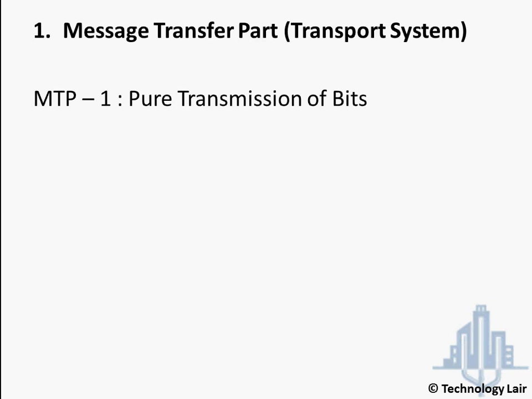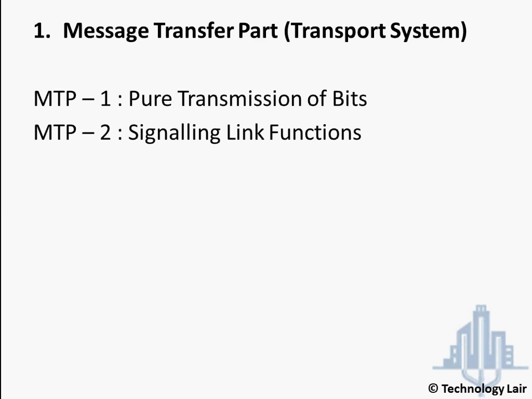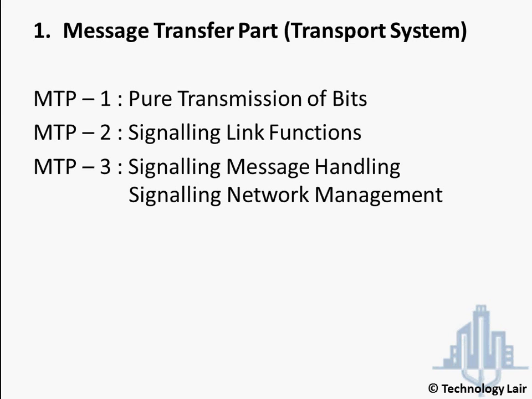MTP1 is the physical connectivity. It is pure transmission of bits from one signaling point to another signaling point. The MTP2 is used for signaling link functions such as reliable transfer of signaling messages, alignment of signaling units, dealignation of signaling units, signaling link error monitoring, error correction by retransmission and flow control. MTP3 has two functionalities: signaling message handling and signaling network management functions.